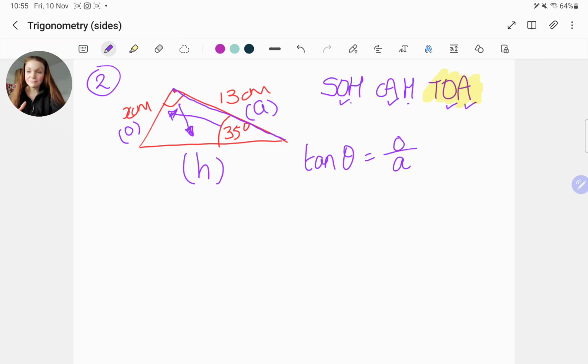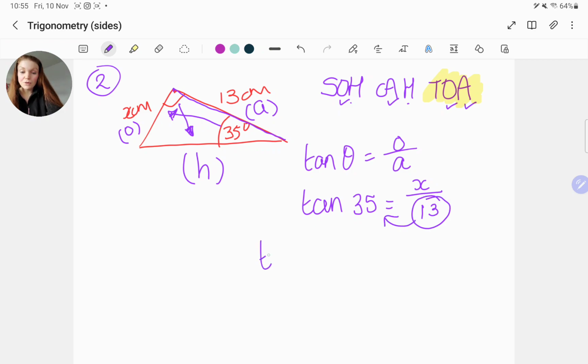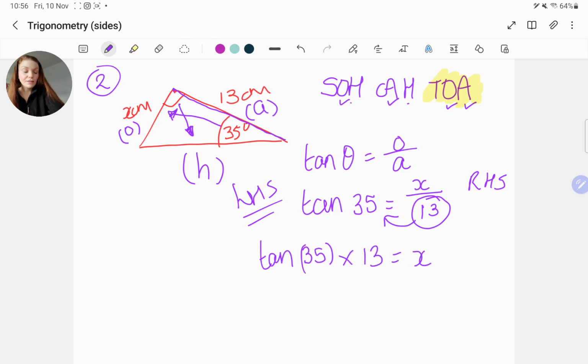Then there's the hard part done. Okay, now all we're doing is substitution and rearranging. We're substituting in our values and rearranging to find the value of x. So tan 35 equals our opposite, which is the one we want, over the adjacent, which is 13. Again, we want x by itself and positive, so we're going to move the 13 to the other side. It's being divided by 13 on the right hand side, so it's going to become multiplied on the left hand side. Again, get your calculator, find your tan button.